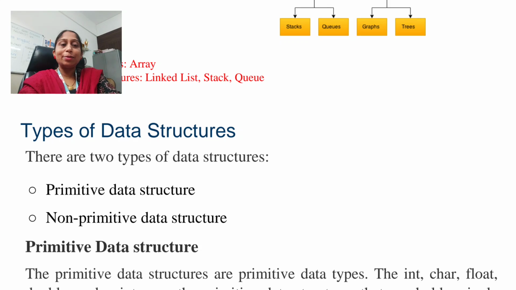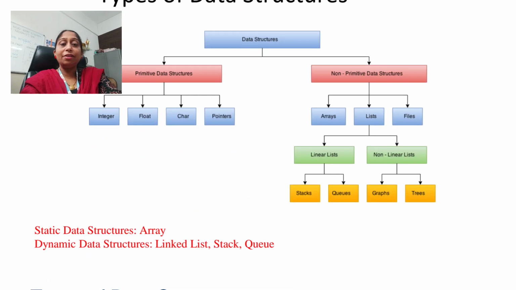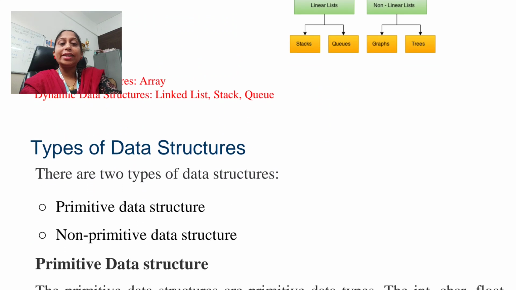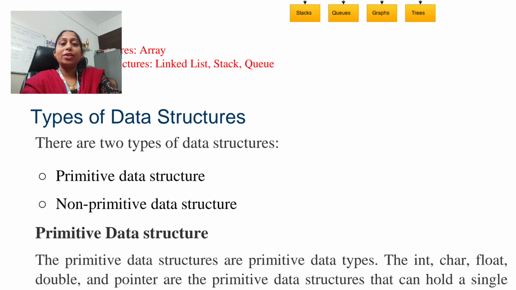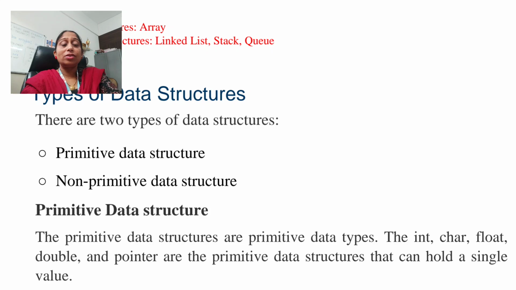Let's continue with the remaining part of our data structure. In the previous lecture we saw the data structure and its types in brief. Now we can see this in detail. If we consider the types of data structure, we have two: primitive data structures and non-primitive data structures.